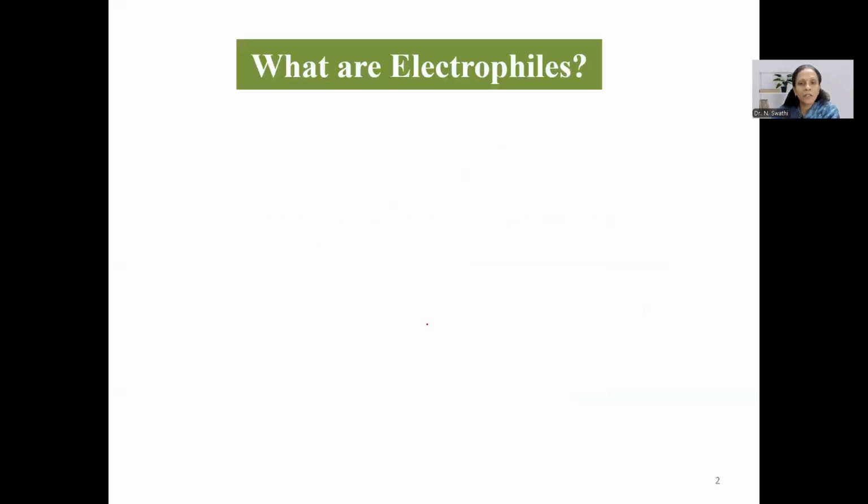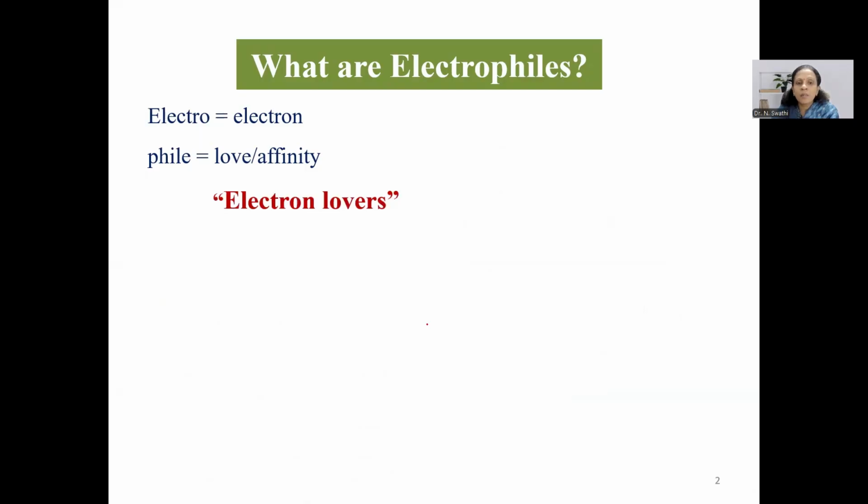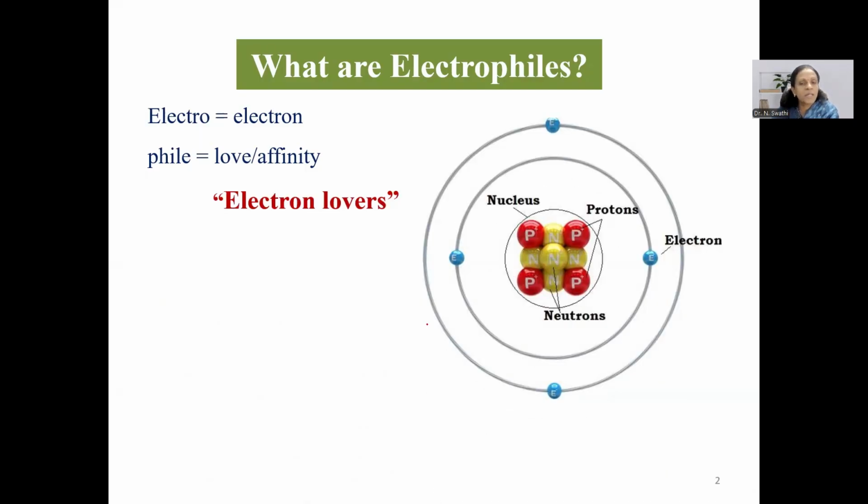So what are electrophiles? Electro means electron, phile means love or affinity. That means electrophiles are nothing but electron lovers. Let us try to understand this term at much deeper level by considering atomic structure.